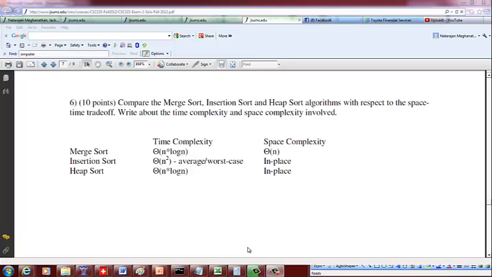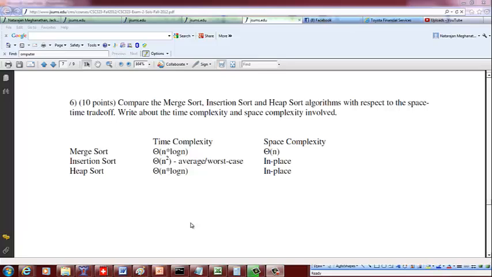Hello students, now we are going to compare the three sorting algorithms: merge sort, insertion sort, and heap sort with respect to space-time trade-off. So as you know, merge sort and heap sort are both the most time efficient algorithms with complexity n log n. But between the two, merge sort requires additional space to store the elements.